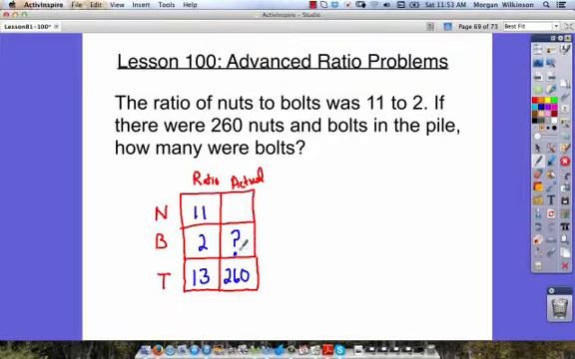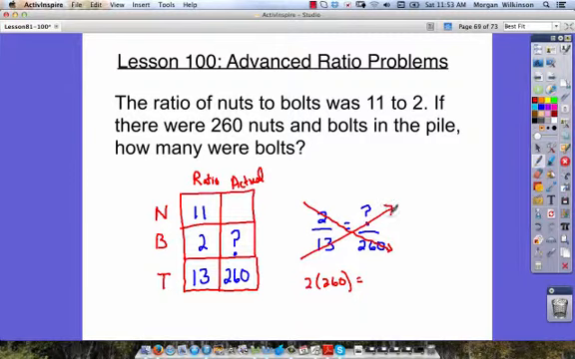So now from that we can go ahead and set up a proportion. We can say 2 bolts over 13 total will equal the number of bolts when we have 260 total. To find our answer, we'll use our cross products. 2 times 260 will be equal to 13 times our question mark, the number of bolts that we have in this pile. 2 times 260 must be 520. 520 is equal to 13 times our question mark.